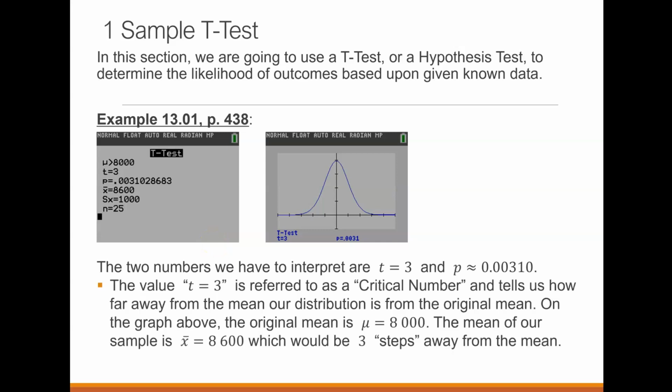Let's start with the t. So the value t equals 3 is referred to as a critical number, and it tells us how far away from the mean our distribution is from the original. On the graph above, the original mean is 8,000. The mean for our sample is 8,600, which is like 3 steps away from the mean. So if I look at these tick marks on the x-axis, that's like 8,200, 8,400, 8,600, 3 steps away from the mean. Everybody's okay with that?